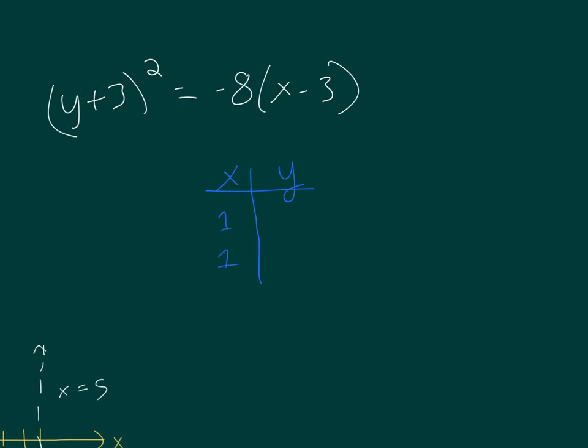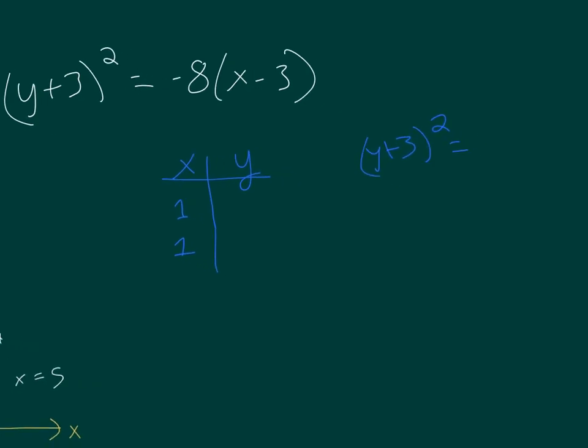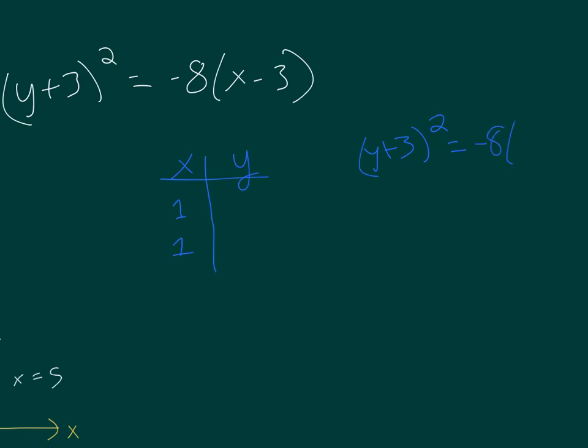Do that over here. I've got y plus 3 squared equals -8 times 1 minus 3. Let's solve for y there. Get y plus 3 squared still is equal to 1 minus 3 is -2 times -8 is positive 16. Awesome. Now I can square root both sides, and you get y plus 3 is plus or minus 4. Okay, so let's solve it 2 times.